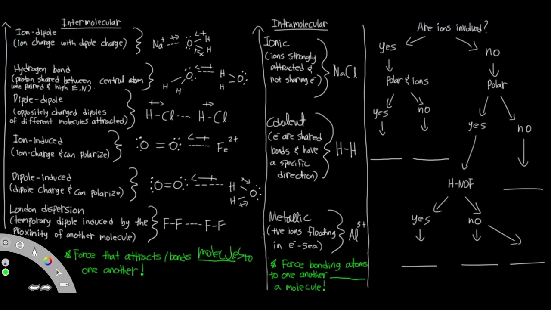Next, we have ion-dipole. You have an ion, then you have a dipole, and as you can see, the vector is going from a slightly more positive to a slightly more negative side. It is by far the strongest.